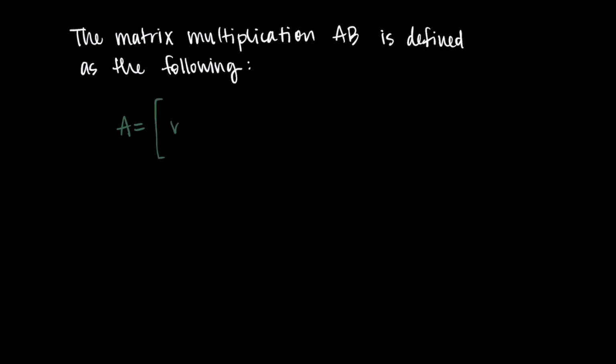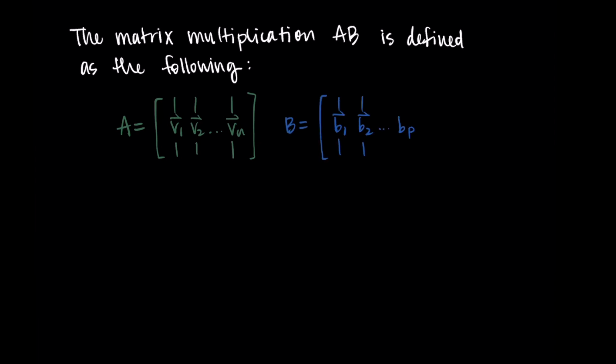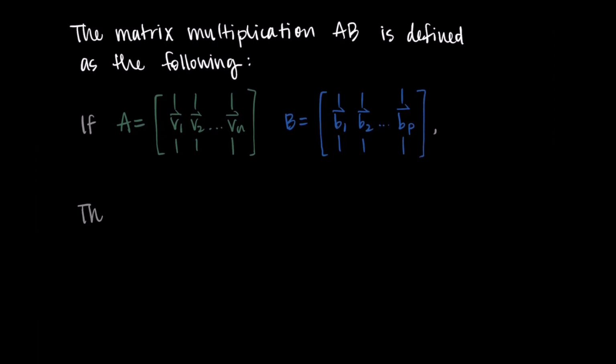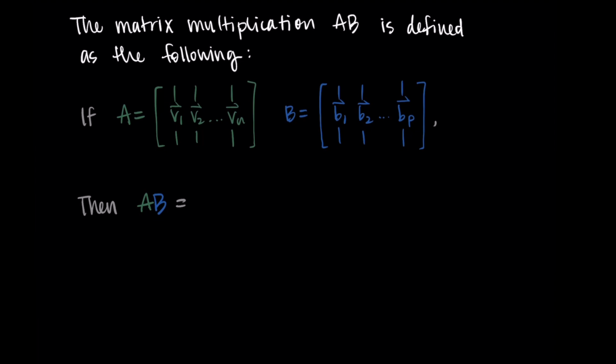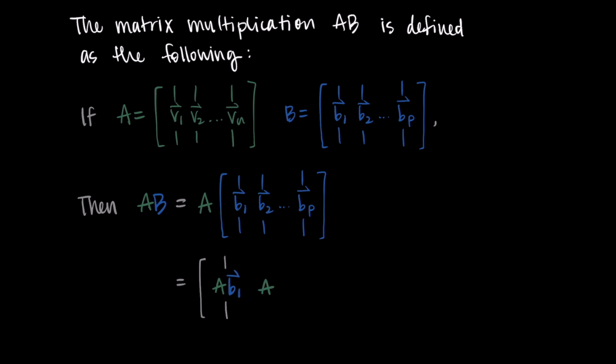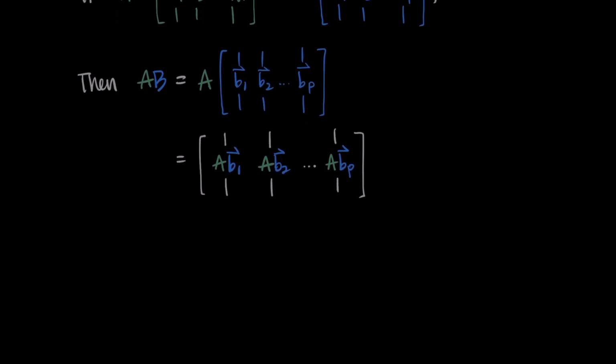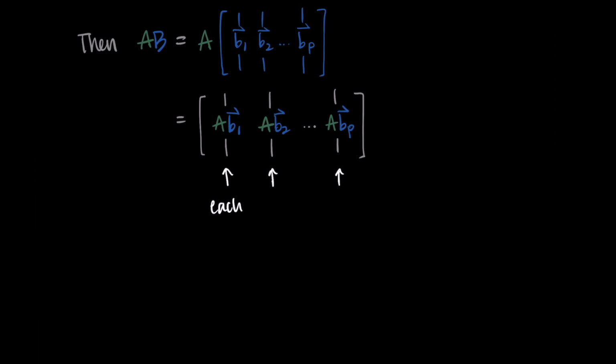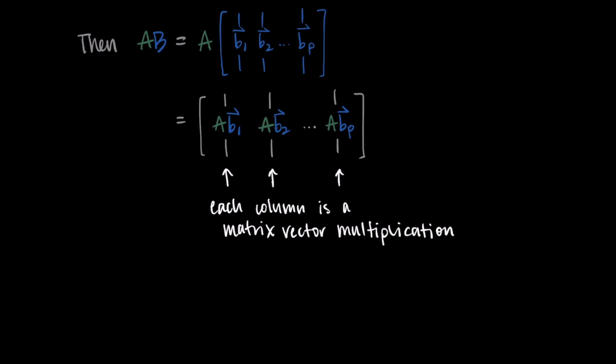If we have A, which is the matrix made from the columns V1 through Vn, and B is the matrix with columns B1 through BP, then we define our product AB to be A with the matrix B next to it, and then we write a new matrix where we do A times each of those column vectors of B as our new columns. So this looks like A times B1 as our first column, A times B2 as our second column, all the way to A times BP as our final column. So we're doing these individual matrix vector multiplications as each of the columns of this new matrix.